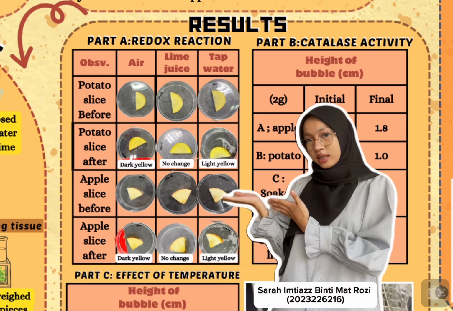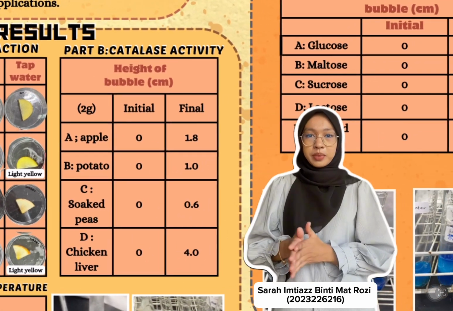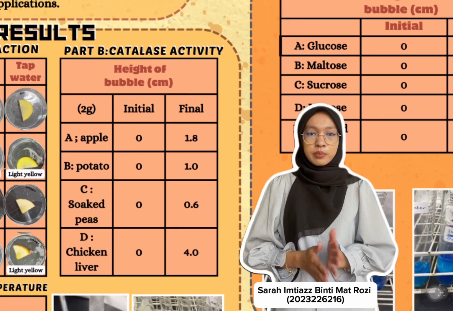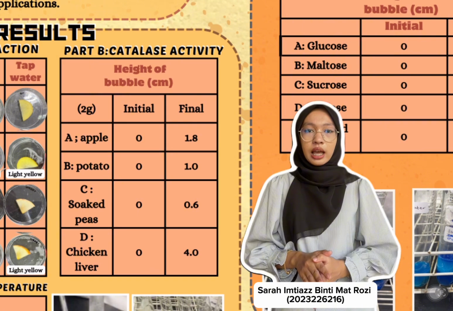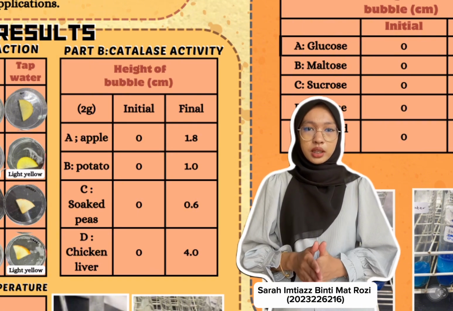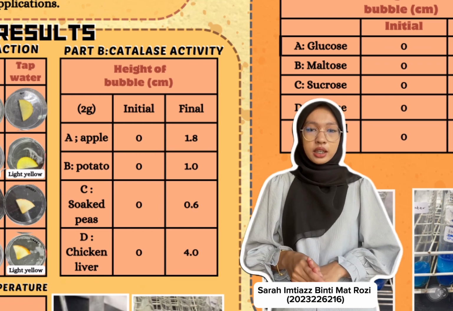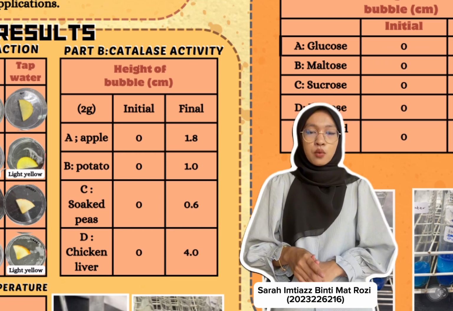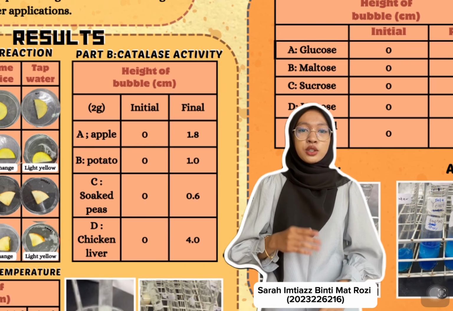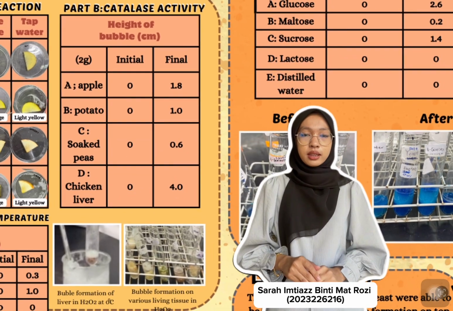So as you can see here, the result for part B, which is the catalyst activity experiment: basically for the initial height, it all started with 0 centimeter. For the final, the highest bubble produced by a cell is chicken liver, which is 4 centimeter, whereas the least produced bubble is soap piece, which is 0.6 centimeter.